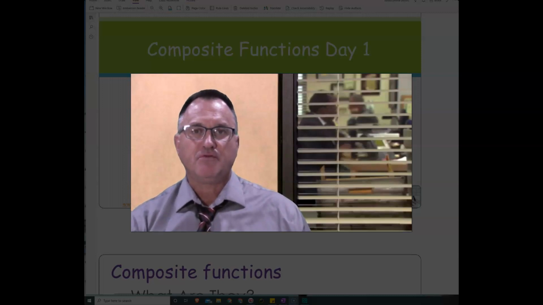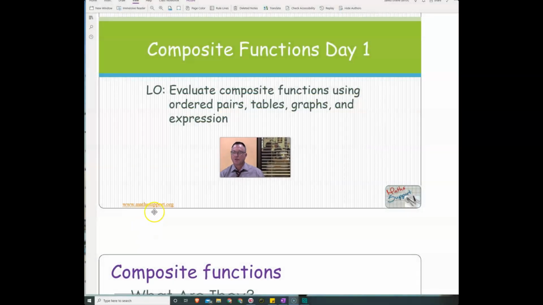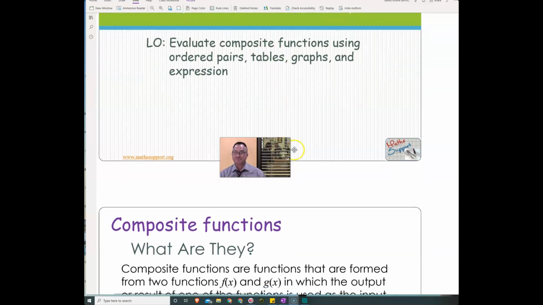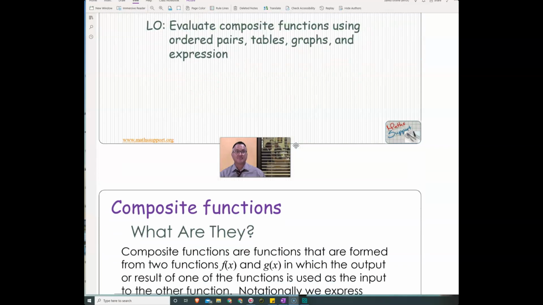And today we're going to be moving on, talking about composite functions. In particular, we're going to be looking at how to evaluate a composite function if the function is expressed as an ordered pair, as tables, as graphs, or as expressions. So let's get started. First of all, what is a composite function?